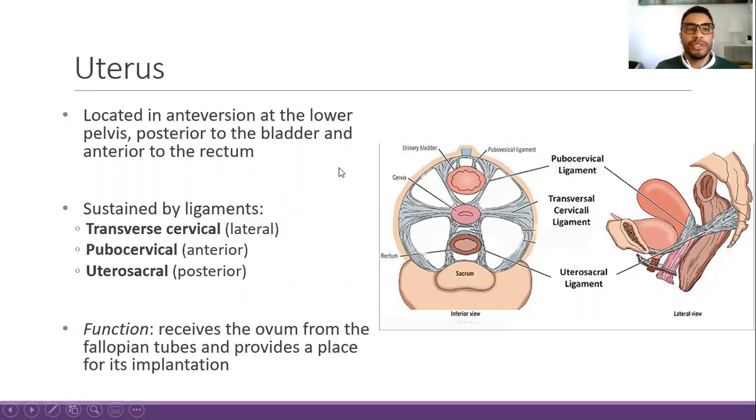The main function of the uterus is to receive the ovum from the fallopian tubes, and it also provides a place for its implantation. When fertilization occurs in the fallopian tubes, after approximately 7 days, the fertilized ovum travels all along the fallopian tube and descends to the uterus, where it will be implanted in the uterine cavity.